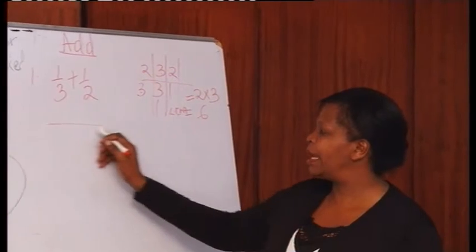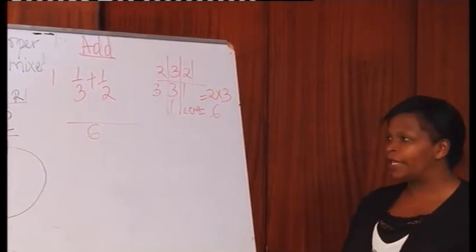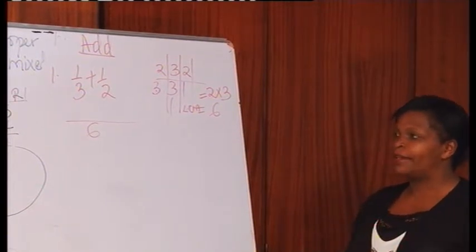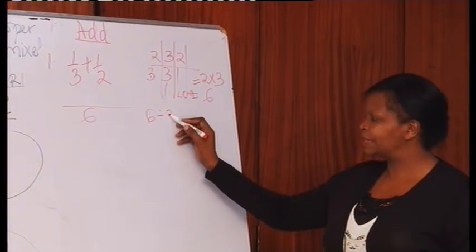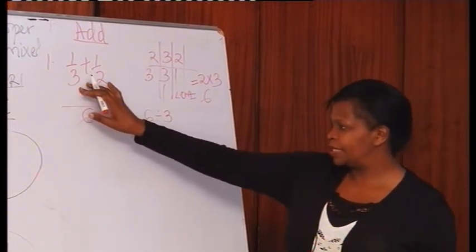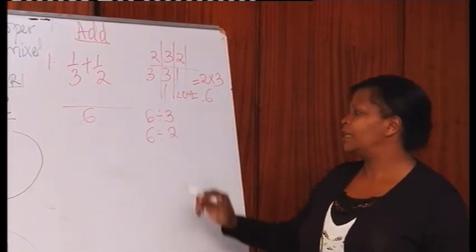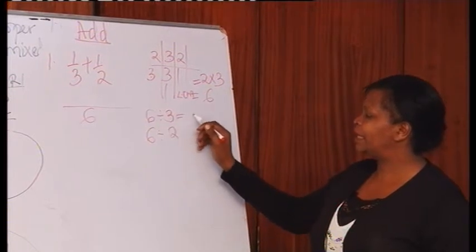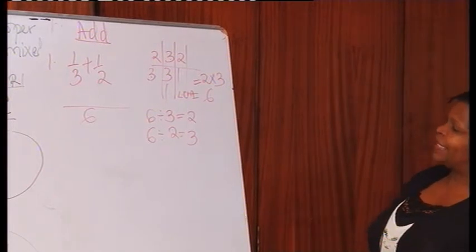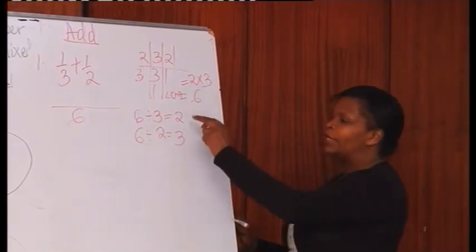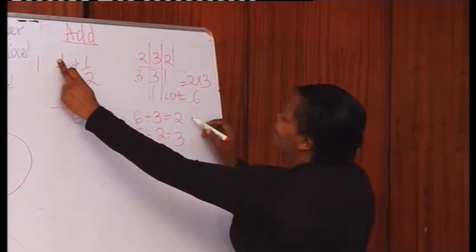So then I come here and write my LCM. The next step after looking for the LCM of the 2 digits is to divide 6 by this 3, and divide 6 by this 2. When I get the answers, here I'll get 2 and here I'll get 3. Then after dividing, according to the fraction, I should multiply the answers I got by the numerator.